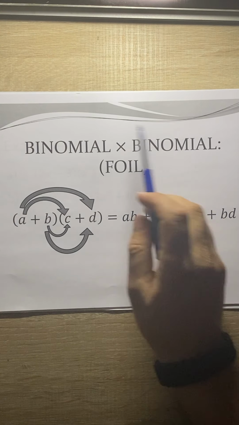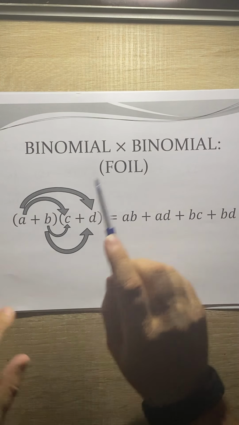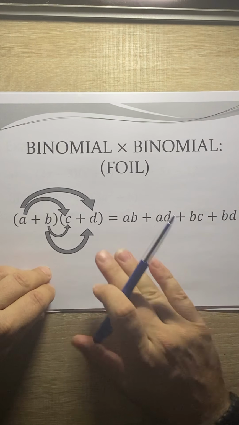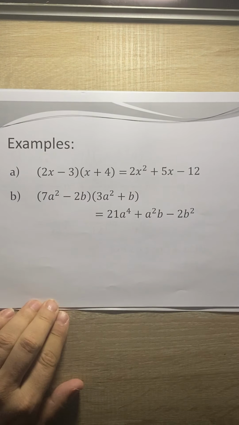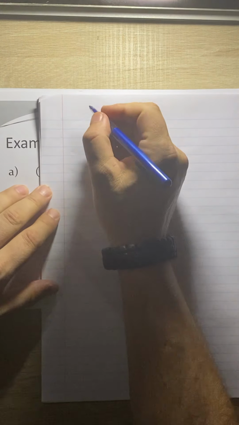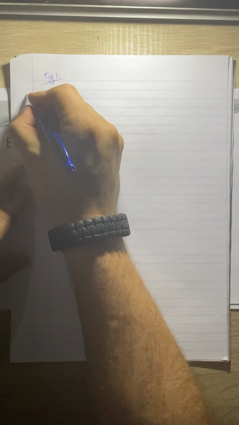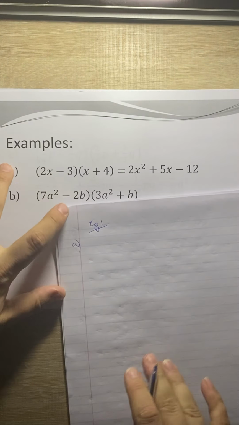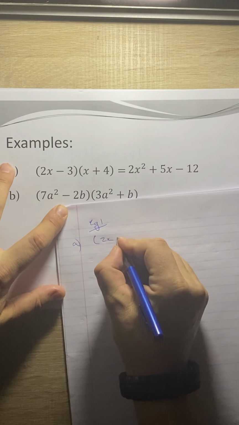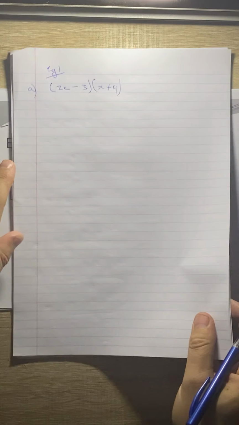Now, a binomial with a binomial. So in other words, you've got 2 terms in a bracket, multiplied by 2 terms in a bracket. We're going to use this FOIL method. Okay, so don't worry about it too much. I'm going to show you now with these examples here. I'd rather work through these examples with you. Okay, so we've got here example 1, A, and okay, so there's our example there.